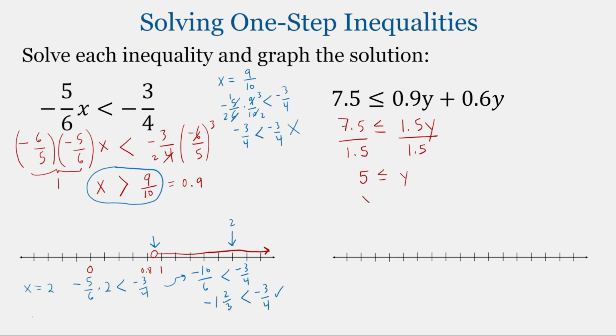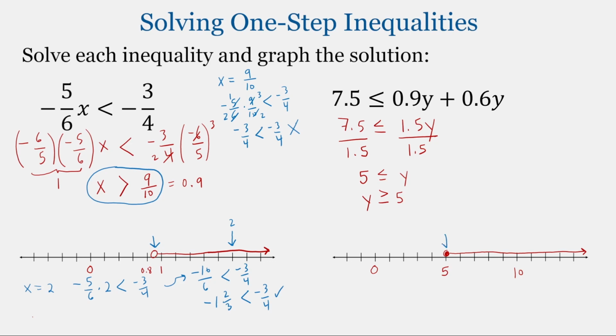And then we will rewrite this with our variable on the left-hand side, y greater than or equal to 5. We will place 5 on our number line with a closed circle because 5 is a solution to this inequality. And the solution contains all numbers greater than or equal to 5.